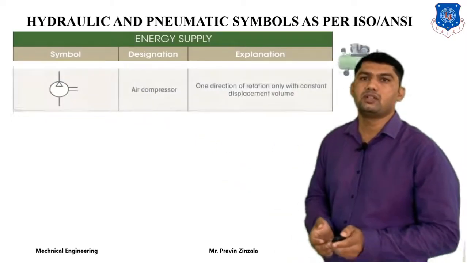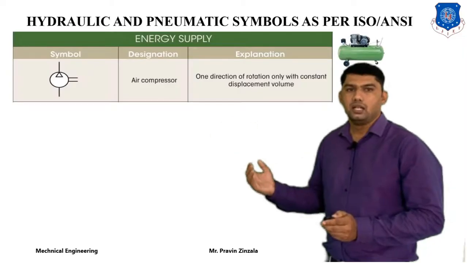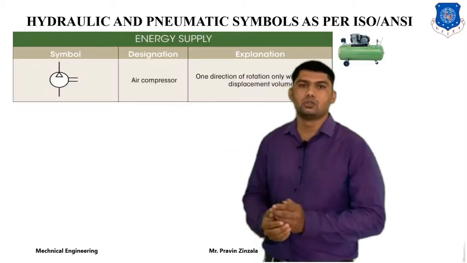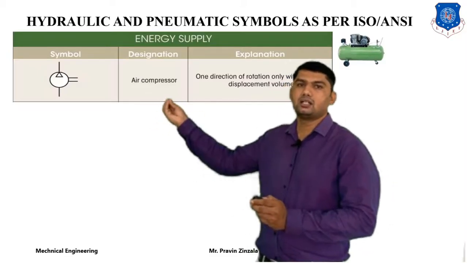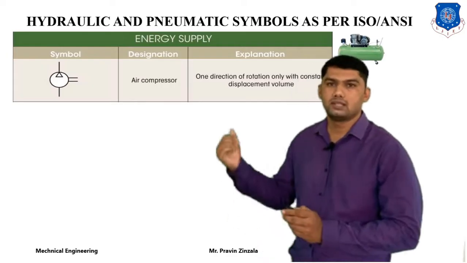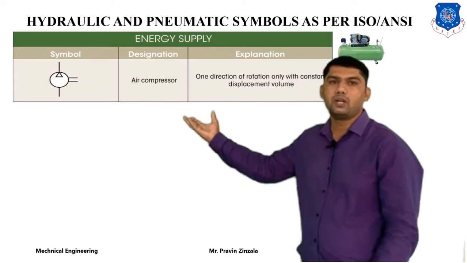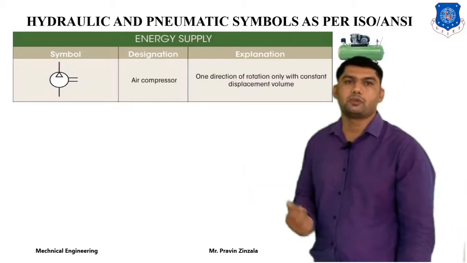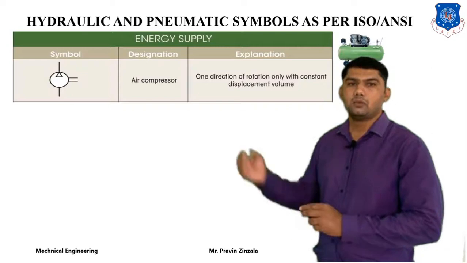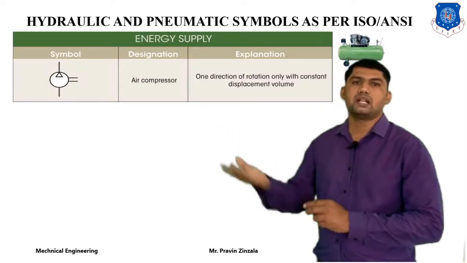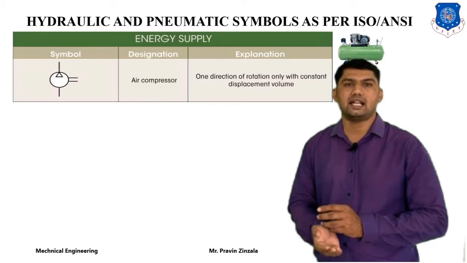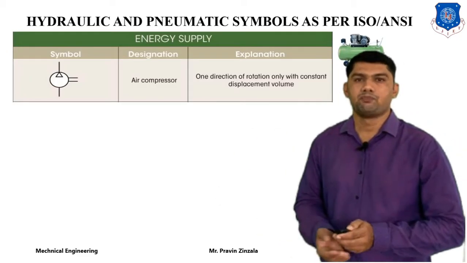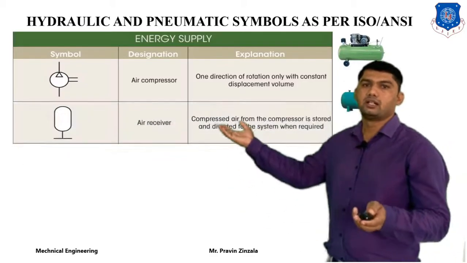Now the first symbol we start with is the air compressor. To draw the symbol, first draw a circle, then insert a triangle into the circle, and the triangle must point outward from the circle. This is the symbol of an air compressor. A compressor is used to compress the air and supply pressurized air to the pneumatic system, so that we can do our work.